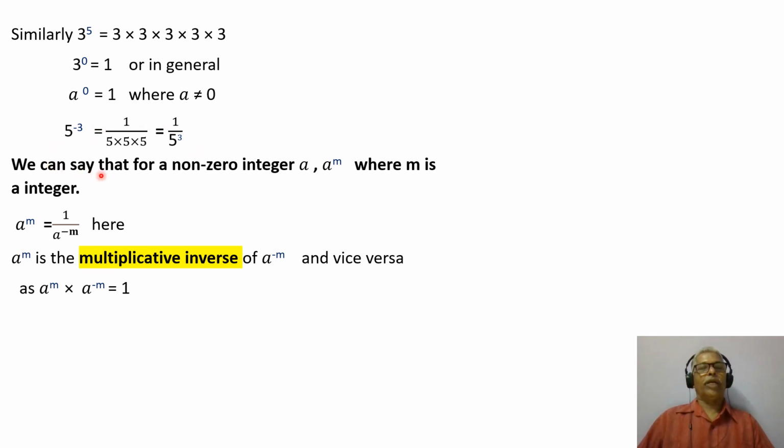After learning this, we will have a statement about a multiplicative inverse. So we can say that for a non-zero integer a, remember a is an integer but non-zero, a raised to m, where m is an integer, we are talking about a raised to m. A raised to m is equal to 1 upon a raised to minus m. Here a raised to m is a multiplicative inverse of a raised to minus m, and vice versa, as a raised to m into a raised to minus m is equal to 1. We will just go through this, and this will be dealt with in a further part of this chapter.